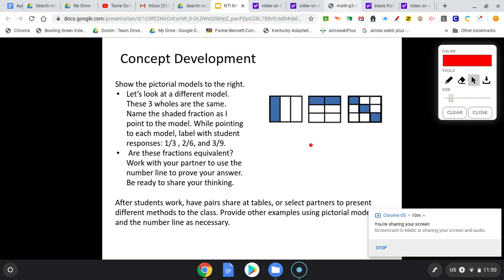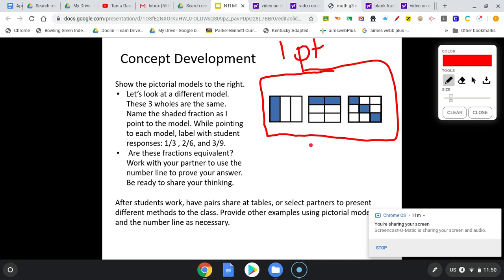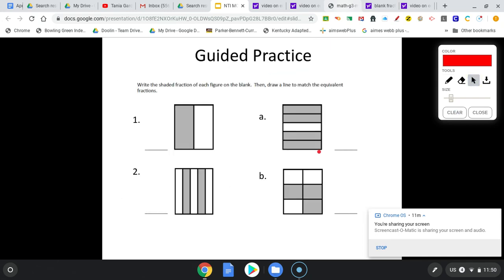So I want you to look at this one at home by yourself, and I want you to see if these wholes are the same. And name the fraction for each one, and then send me a picture of the work you did and tell me, are these fractions equivalent? You can earn a point on the leaderboard if you can do that. Okay, let's do a little guided practice together.